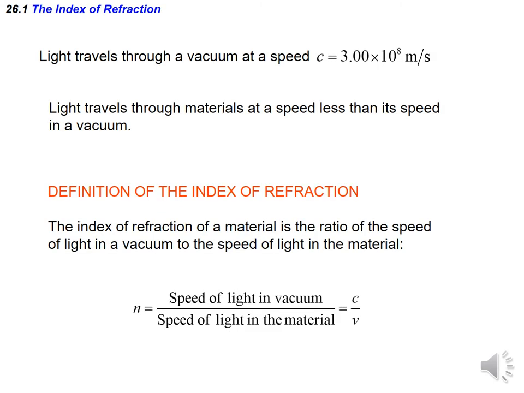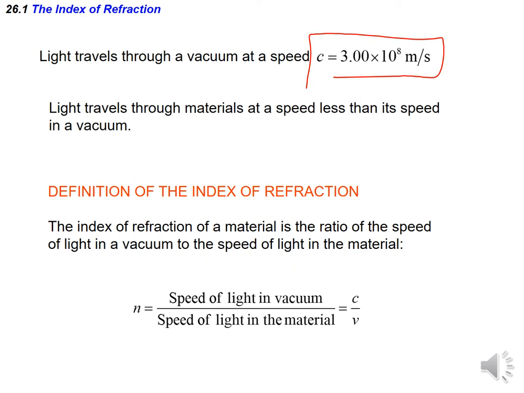So light travels through a vacuum at a speed of 3 times 10 to the 8 meters per second. So this is the constant value of the speed of light. The same thing with the previous chapter on electromagnetism: since light is an electromagnetic wave, and an electromagnetic wave has a speed of 3 times 10 to the 8 meters per second, light has the same speed. So light travels through materials at a speed less than its speed in a vacuum.